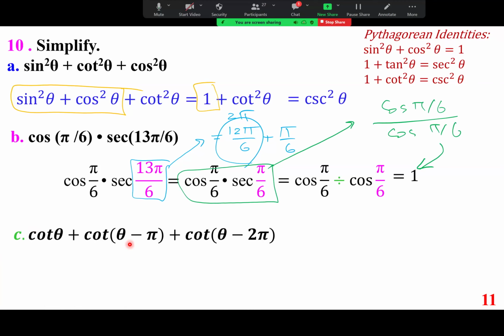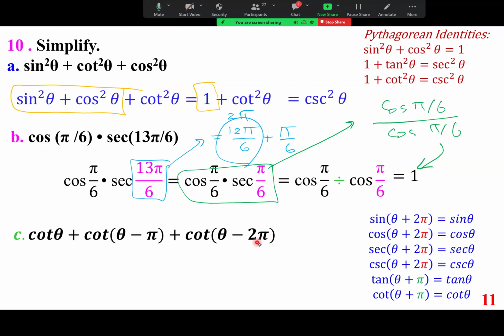Cotangent of theta plus cotangent of theta minus pi plus cotangent of theta minus 2 pi. As you know, the sinusoidal functions are periodic functions, and for all of them 2 pi is the period except tangent and cotangent. So multiples of pi will do the job. That means minus pi plus pi makes no difference. This is the same as cotangent. Minus 2 pi plus 2 pi makes no difference. This is the same as cotangent theta. And we have 3 of them. So 3 cotangent theta. Pretty straightforward.